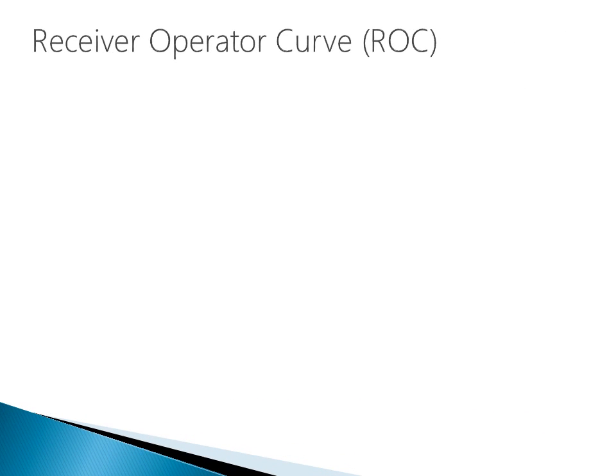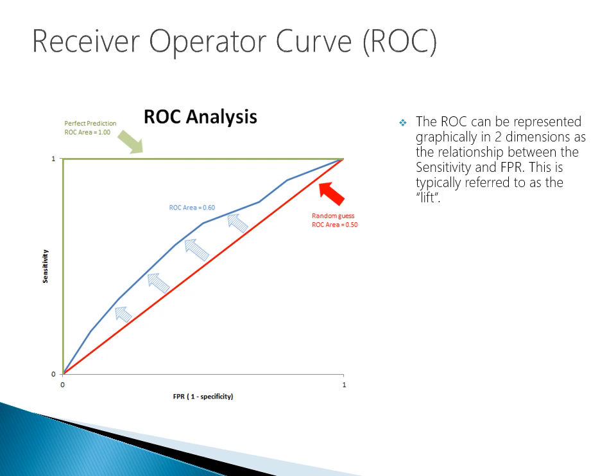Now that we've talked about these components and aspects of a confusion matrix and some of the metrics, we're ready to take a look at a receiver operator curve. The ROC can be represented graphically in two dimensions as the relationship between sensitivity and the false positive rate. This is typically referred to as the lift, if you will.